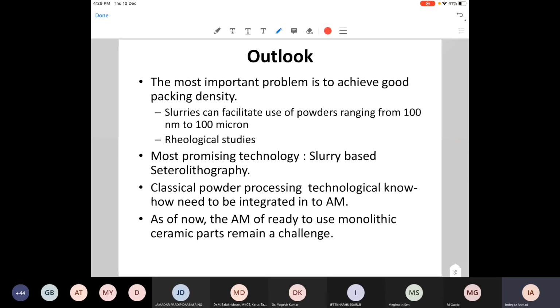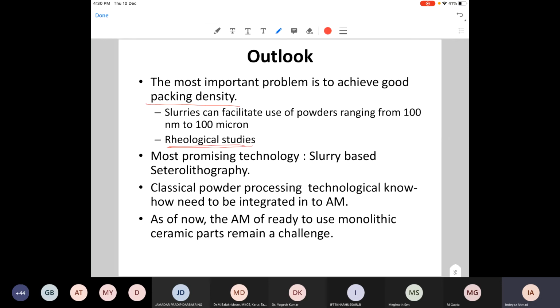So the outlook I will just say, and then I will take up the questions. The most important problem is to achieve very good packing density to start with, and then you should do rheological studies. That's very important, and then the powders have to be optimized. The shape and powder size distribution have to be optimized, and rheological studies have to be done.